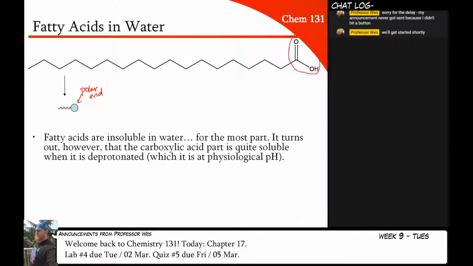Because this group right here, that's not a great color to use for that, Wes, this group right here is very, very polar, right? The oxygen is much more electronegative than the carbon, so this end is going to have a very strong delta minus, delta plus orientation to it. Whereas the rest of this is all just nonpolar.